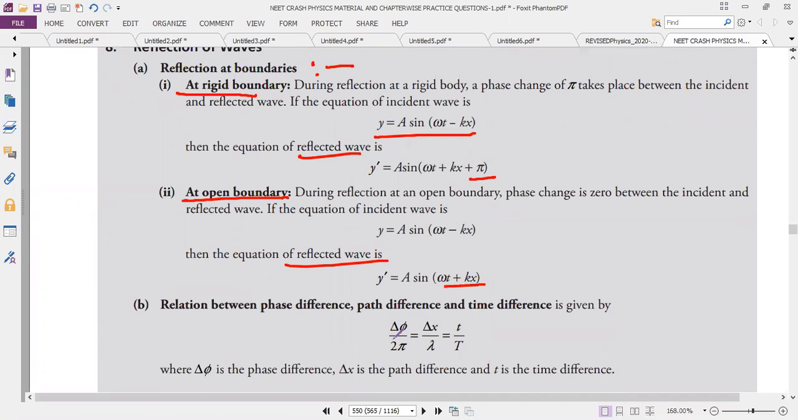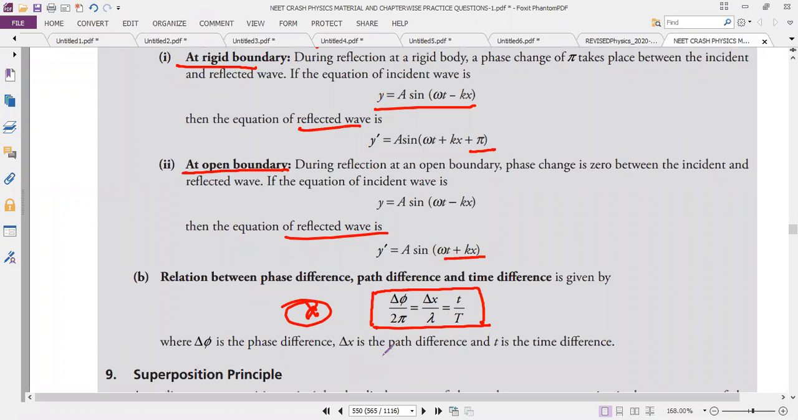The relation between phase difference, path difference, and time difference is also one more important question. Delta phi by 2 pi is equal to delta x by lambda, equal to small t by capital T: phase difference, path difference, time difference.